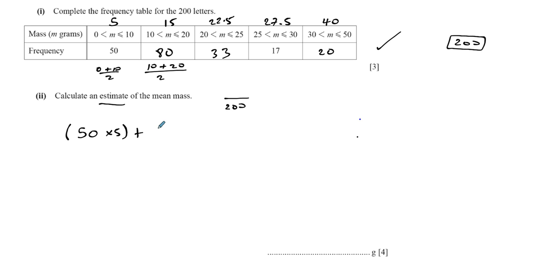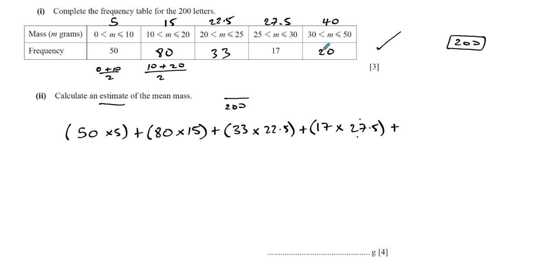We've got to add to that the mass of the next 80 letters, whose mass is estimated to be 15 grams. So we have 80 letters, each with a mass of 15 grams. So 80 times 15 will give us an estimate of the mass of those 80 letters in total. Then we've got the next 33 letters, whose mass we have estimated to be 22.5. And similarly, you have 17 letters, whose mass we have estimated to be 27.5.